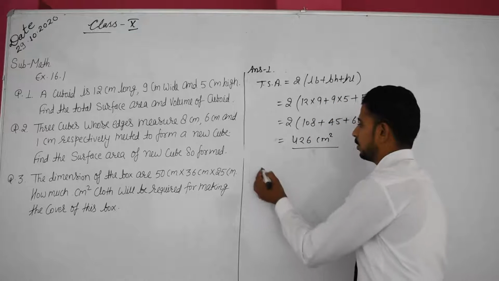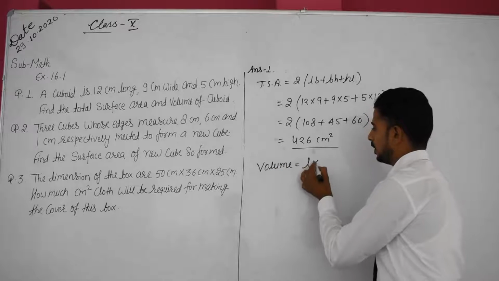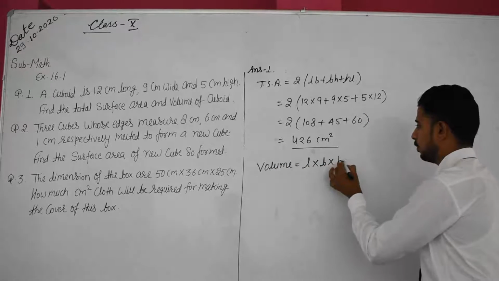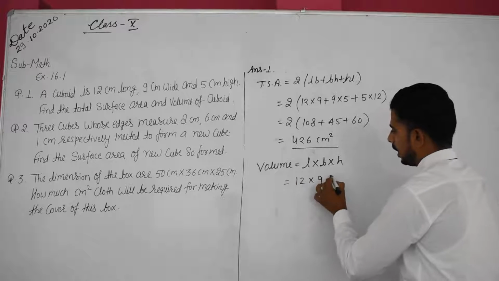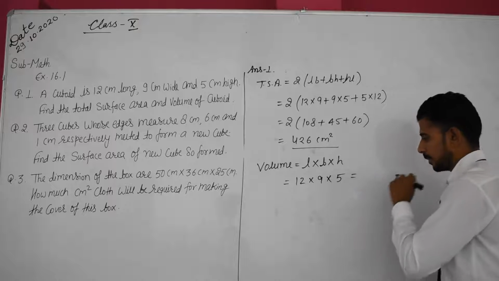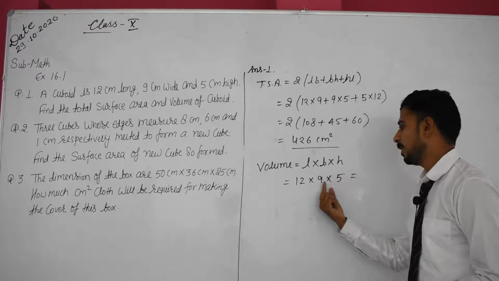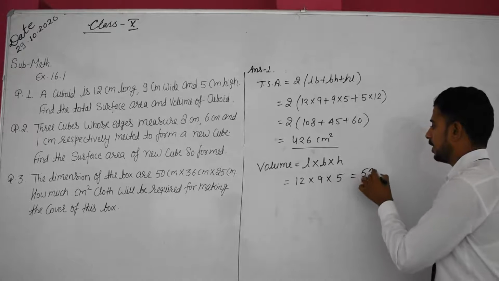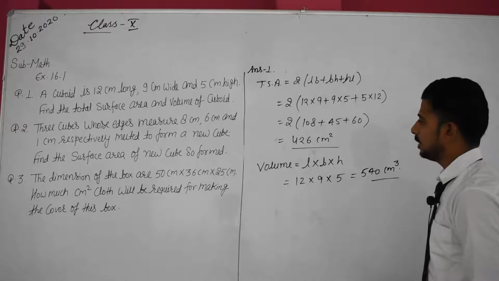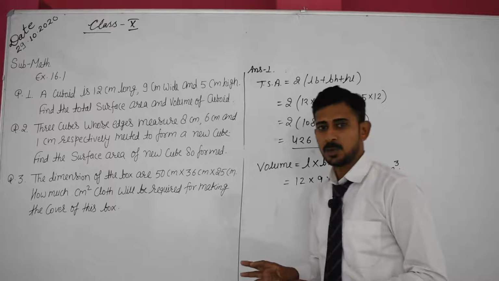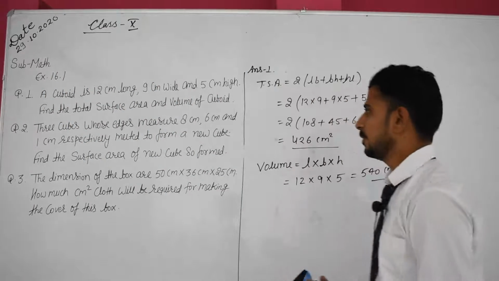Now the volume of this cuboid. Volume is equal to length into breadth into height. Length is 12, breadth 9 and height 5. Then 12 fives are 60. 60 multiplied by 9 means 540. Volume is in cubic centimeter and area is in square centimeter. Question number 1 completed. Now the next question is the second question.